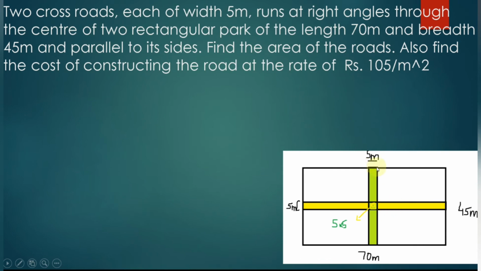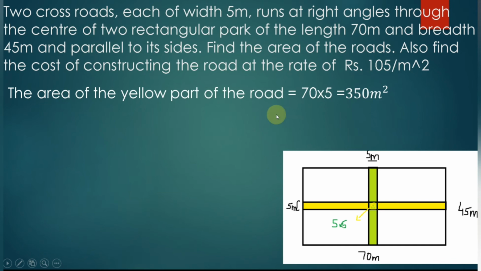Now the width of the crossroad is 5 meters. So here also I have taken 5 meter. The length of the rectangular park is 70 and the breadth is 45 meter. So we need to find out the cost for constructing these green and yellow crossroads. So first thing, I need to find out the area of the green and yellow part. So yellow part, see, yellow part length is 70 and breadth is 5. So yellow part area will be 70 into 5, that is 350.